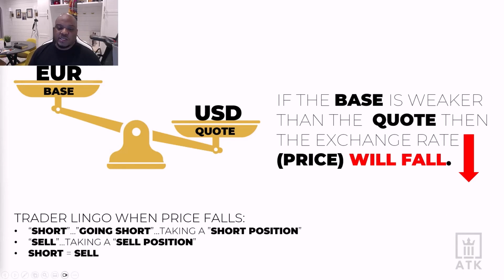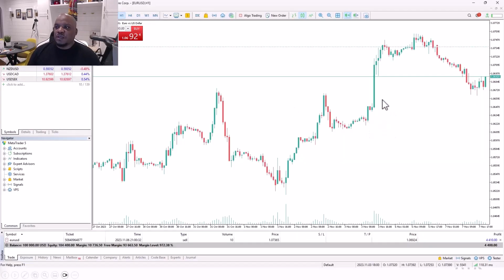And so that's what we can see in our MT5 trade that is currently running, that we are now in a sell position. So now you know something new. We're in a sell position on Euro USD. As it falls, we make money. Now that it's going back up, what do we call that? We call that a buy position.